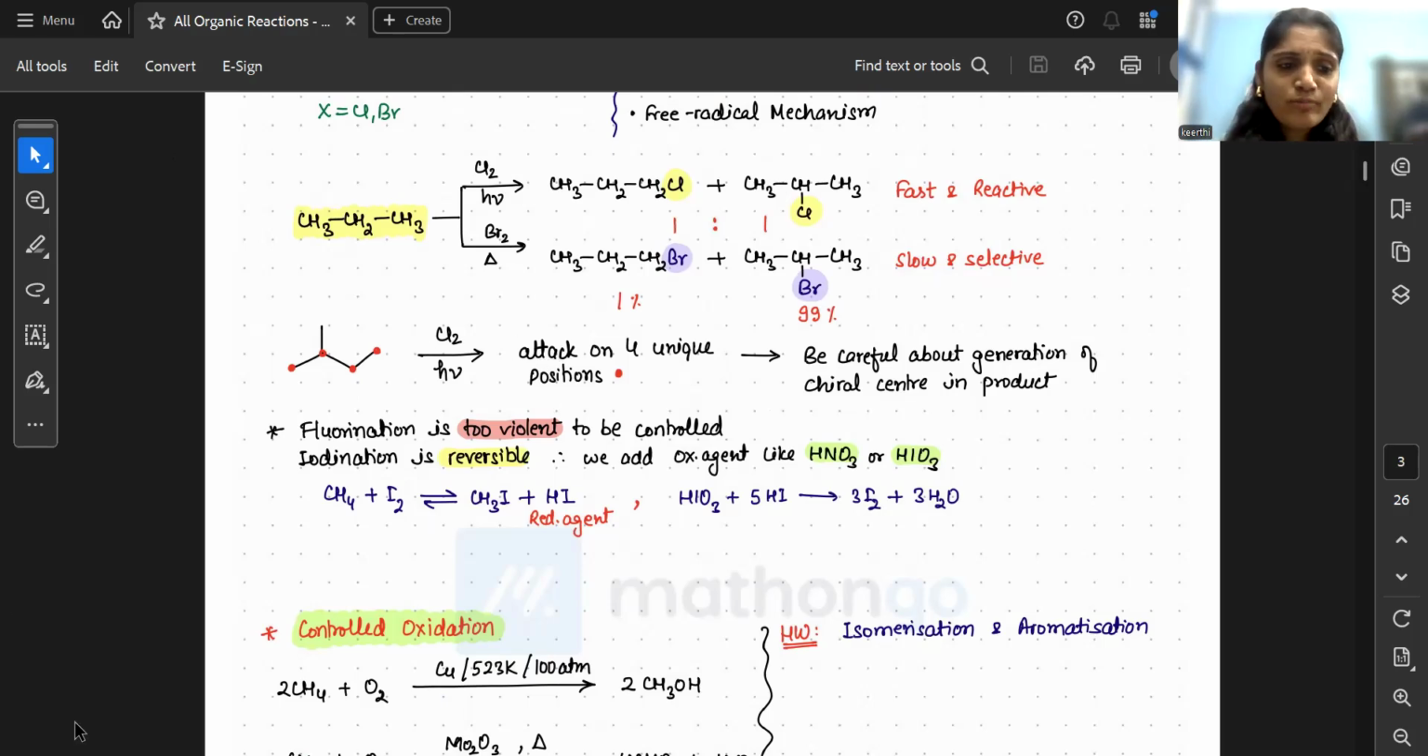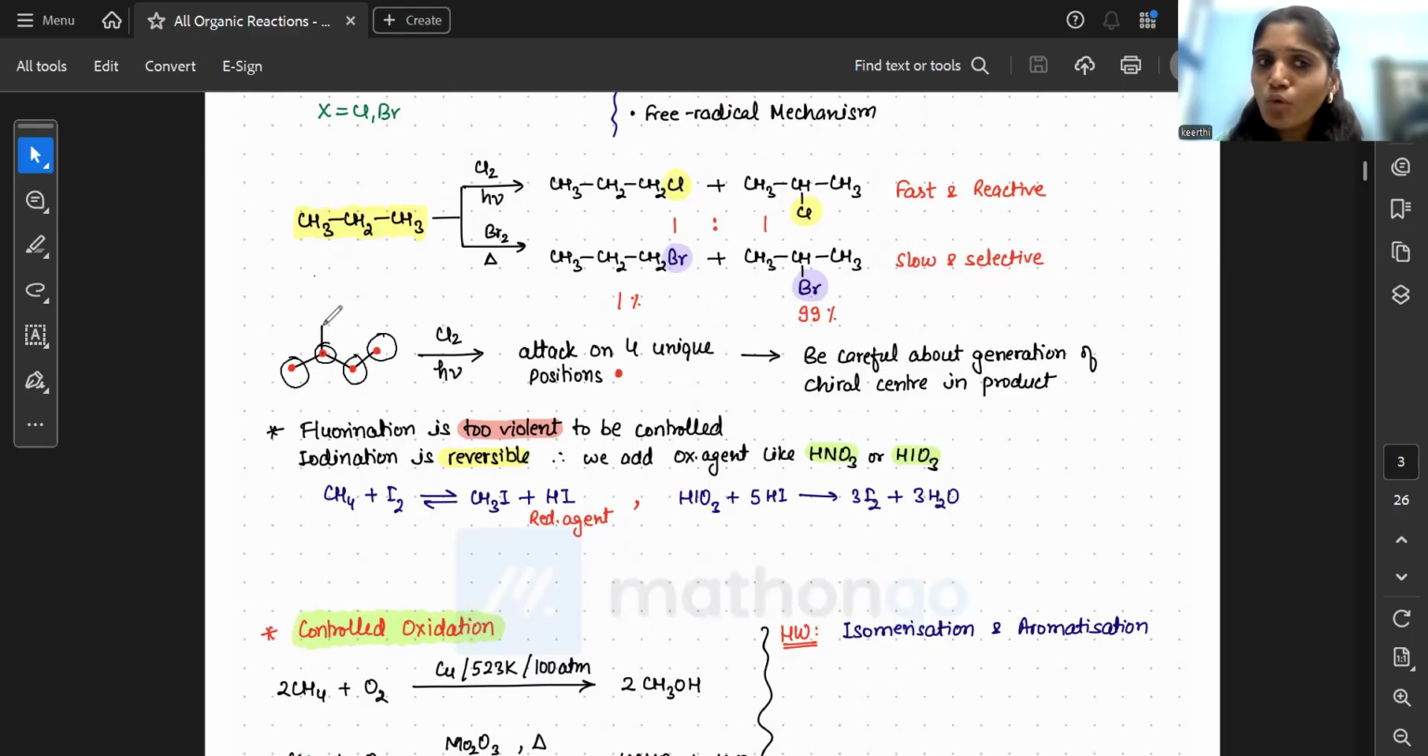Now in the exam they usually give this kind of question. For example, if you see here, this is my 2-methyl butane. They'll give you a compound and ask how many types of products are formed. When you have to tell how many types of products are formed, you have to check how many unique positions of carbon there are. If you see here, this carbon is one type of carbon, this carbon is another type, and this carbon is another type.